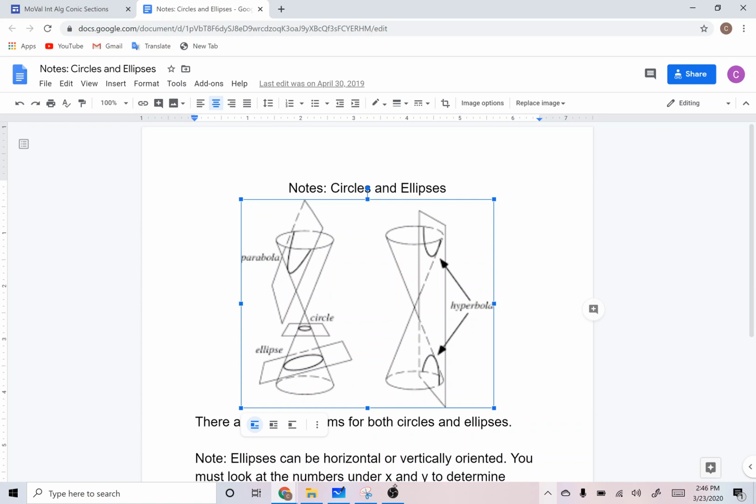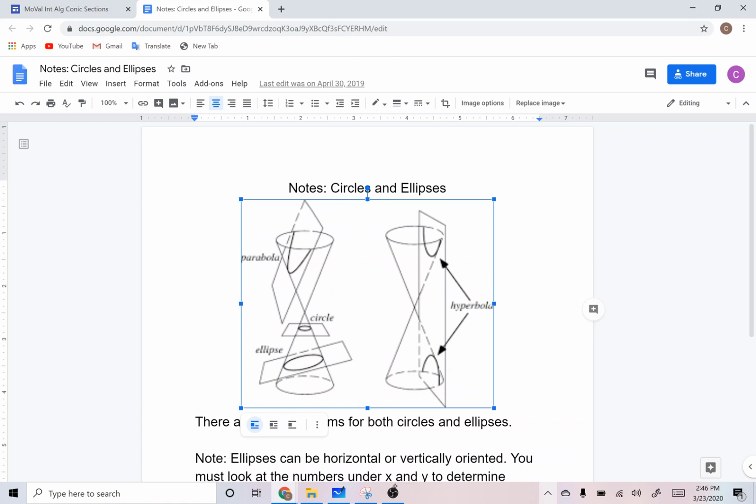For instance, they have a parabola if they cut it slanted on one end. If they cut it horizontally, you can get different sizes of circles. If they cut it slanted to where it goes through both sides, you can get an ellipse. And then finally, you can get a hyperbola if it's cut vertically on both ends.